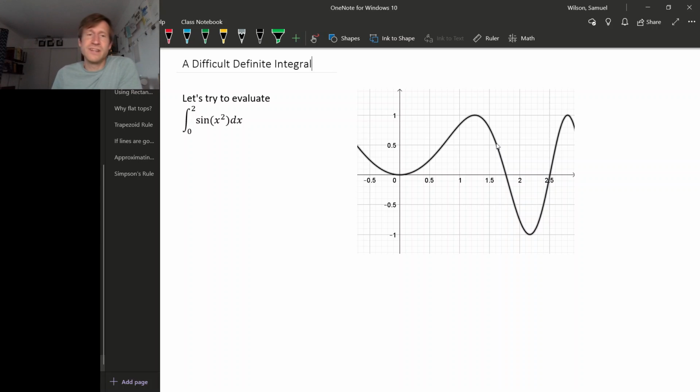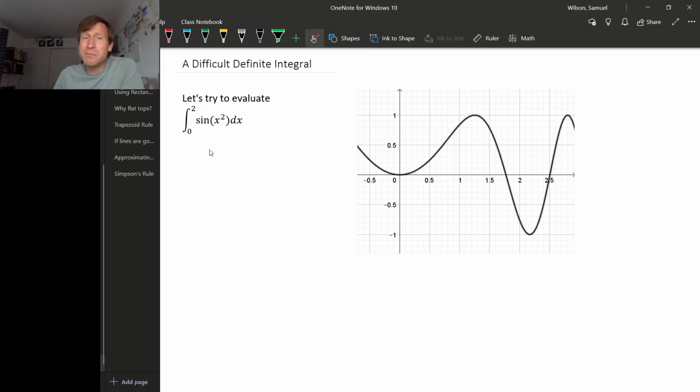Let's have a look at this definite integral: the integral from 0 to 2 of sine of x squared dx. There's not really anything obvious to try here. There are no nice trig identities with a squared inside.